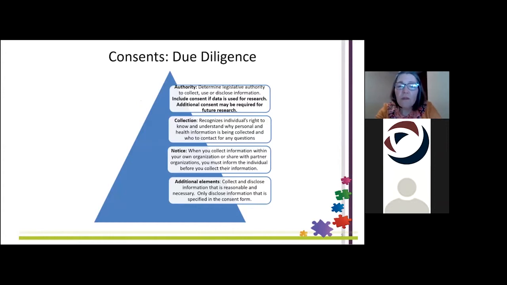We have to ensure that the consents are proper consents, that they followed the correct legislative authority that you're using to collect, use, and disclose the information, and that it recognizes the individual's right to know and understand why their personal and health information is being collected, who to contact for any questions, and also informing the individual before you collect their information. You're only able to disclose the information that's specified in the consent form that the legal guardian signs.